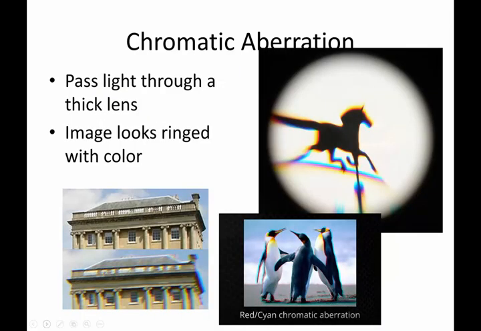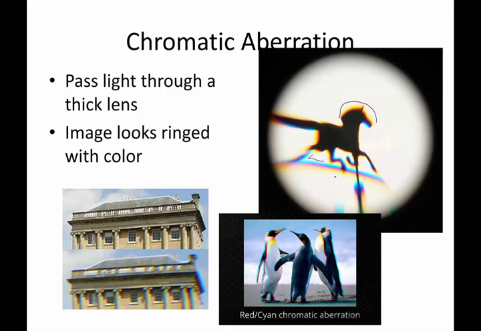Here are a few pictures of what chromatic aberration actually looks like. If you pass light through a thick lens, you are going to see the object, and obviously this is a weather vane, ringed in color. So this weather vane of a horse, you see red colors and oranges up here, you see blues and cyans and magentas down there. The object is actually broken down into various colors.